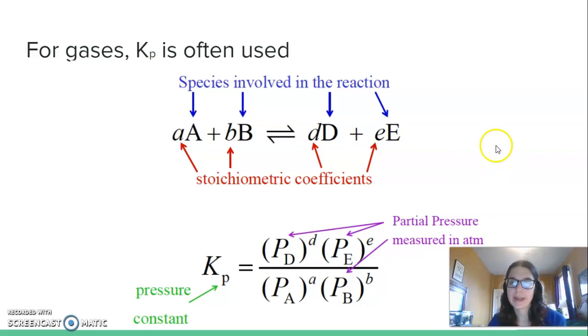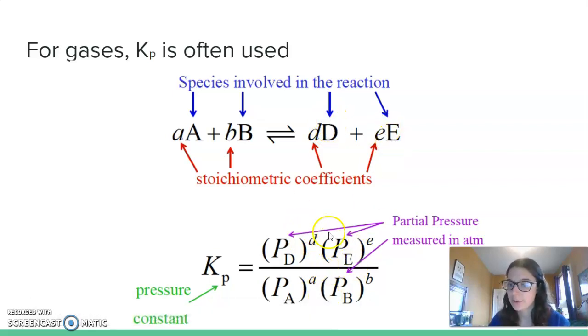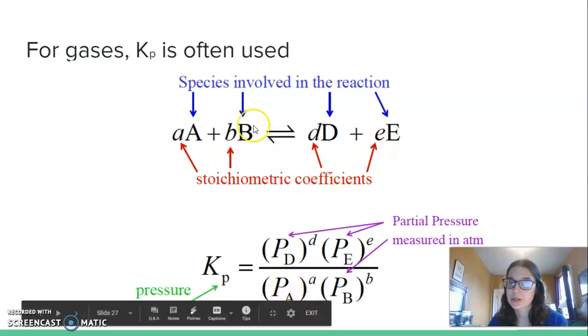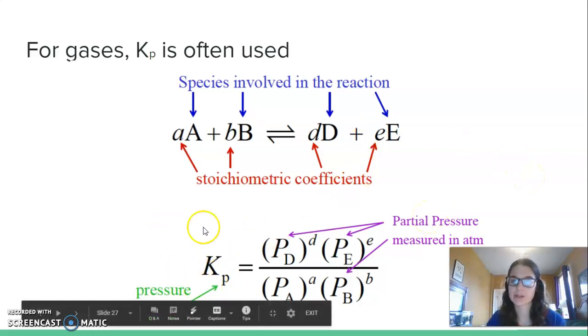So we have, again, stoichiometric coefficients and all of our species involved in the reaction. So we have the pressure of species D and the pressure of species E, both raised to their stoichiometric coefficient power, divided by the pressure of species A times the pressure of species B, both raised to their stoichiometric coefficient power. And this is partial pressure, usually measured in atmospheres. And this gives us a pressure constant.